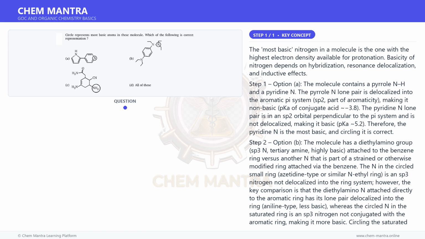Step 1. Option A. The molecule contains a pyrrole NH and a pyridine N. The pyrrole N lone pair is delocalized into the aromatic pi system, sp2, part of aromaticity, making it non-basic, pKa of conjugate acid (3.8). The pyridine N lone pair is in an sp2 orbital perpendicular to the pi system and is not delocalized, making it basic, pKa (5.2). Therefore, the pyridine N is the most basic, and circling it is correct.